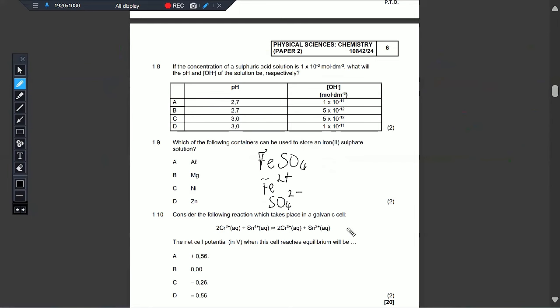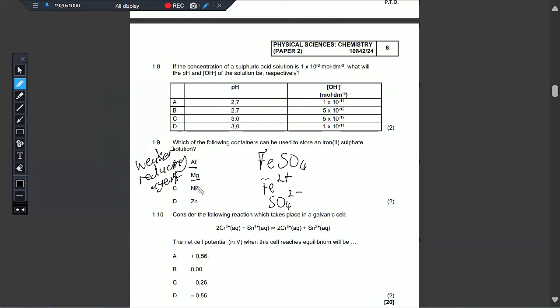So here we are looking for something that will be a weaker reducing agent. Now, a weaker reducing agent means that this will not be able to oxidize, because now you don't want a container that will oxidize, right? If it oxidizes, that means now you'll be eating rust, right? And then from these options that we are given here, we are looking for the one that will be a weaker reducing agent. So let's check.